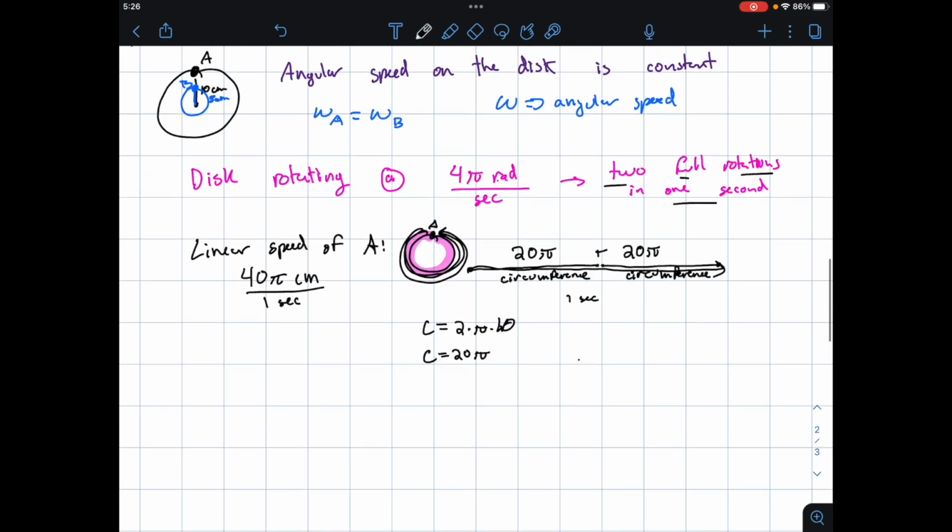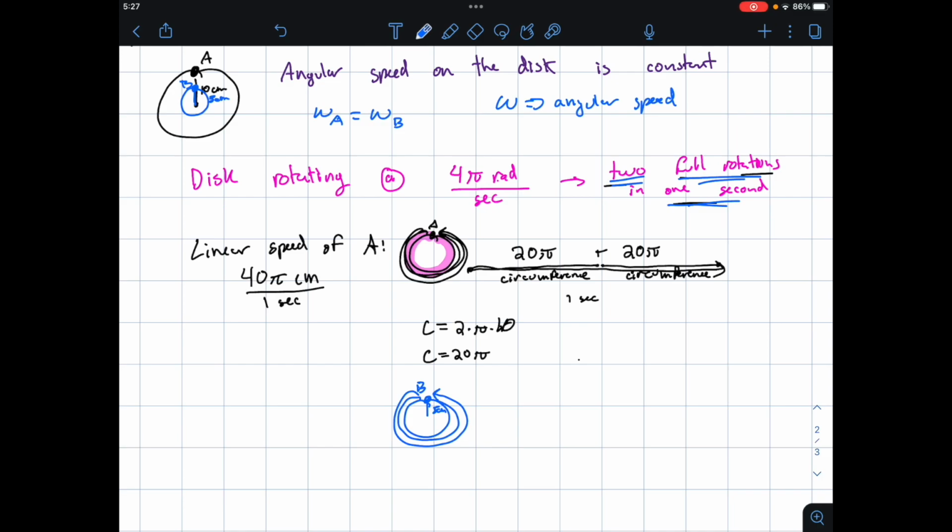Interestingly, if we do the same thing with B, so here's B existing on the inner circle, and B's inner circle has a radius of 5 centimeters. But the same thing is happening to B. B is undergoing 2 full rotations in 1 second. It has the same angular speed. The angular speed is constant. So that means that B goes around 1 time in half a second, and then around another time in the second half of the second, for a total of 1 second.